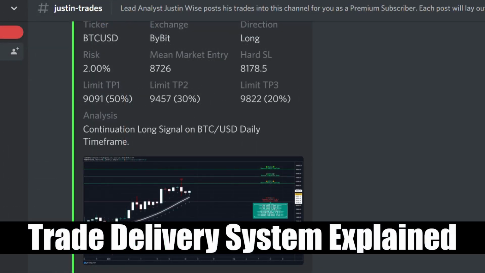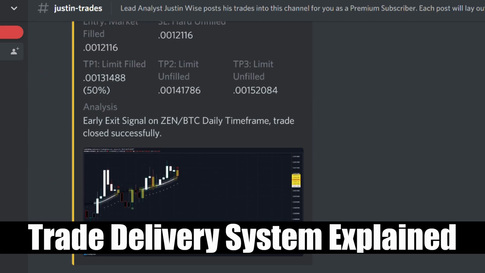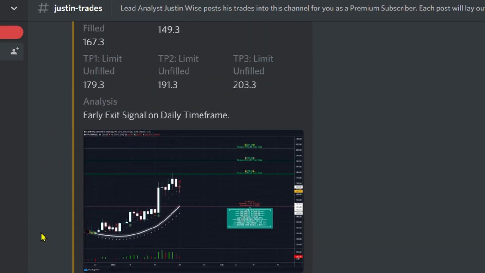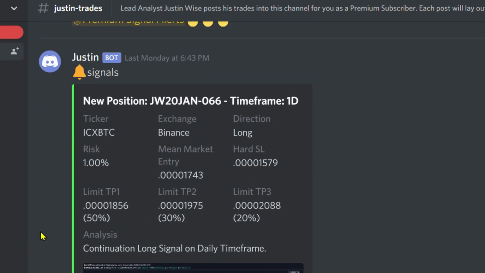Now I'll take a moment to cover our trade delivery system. As soon as our traders update their trade journal, it gets posted as a signal to their trades channel. Let's review the type of notifications you'll find here and break down what each one contains. A new position signal marks the opening of a new trade.